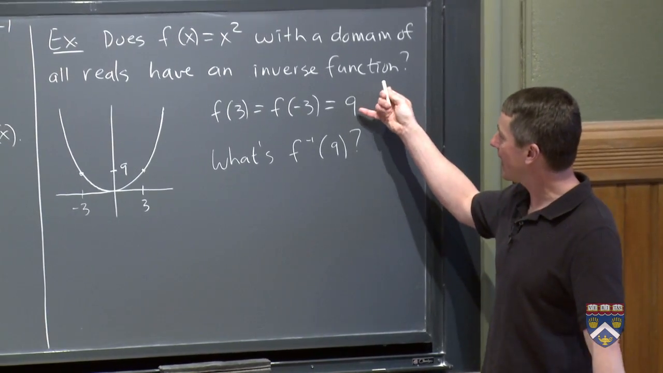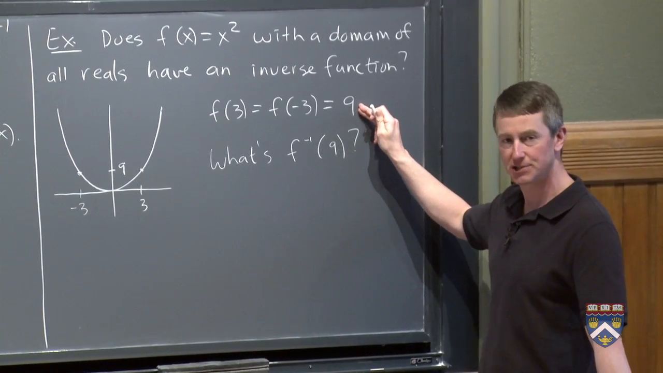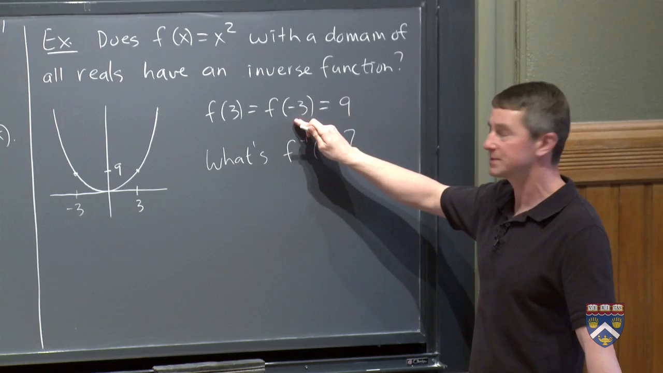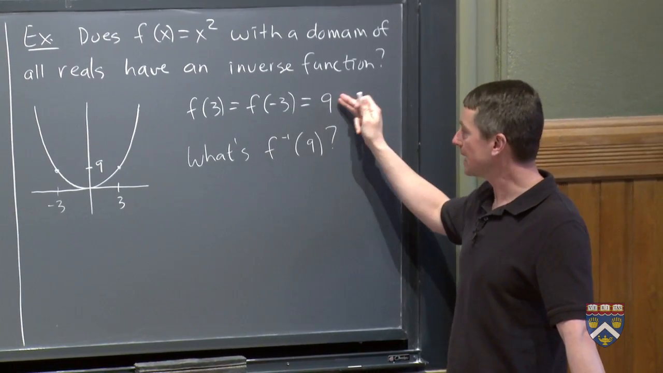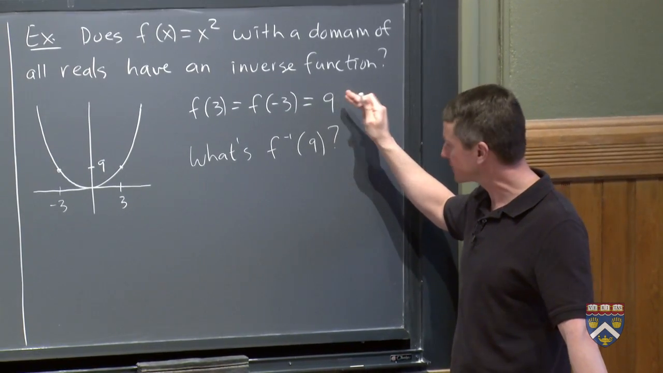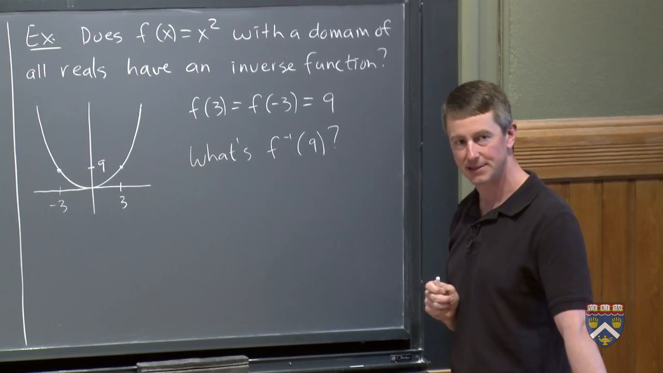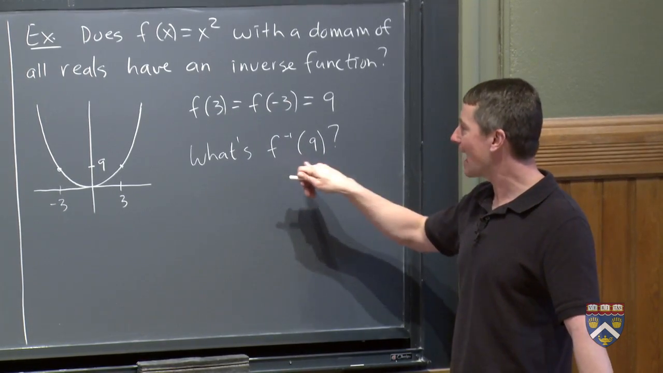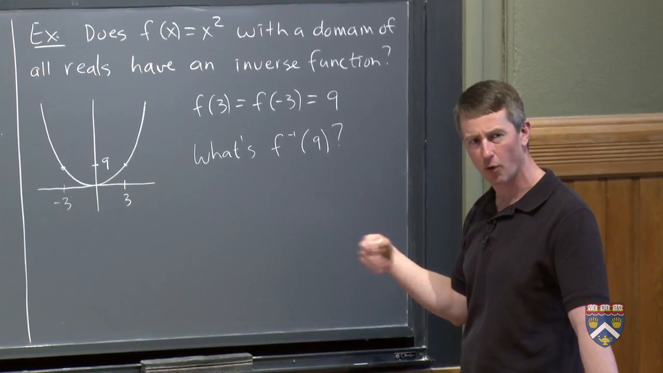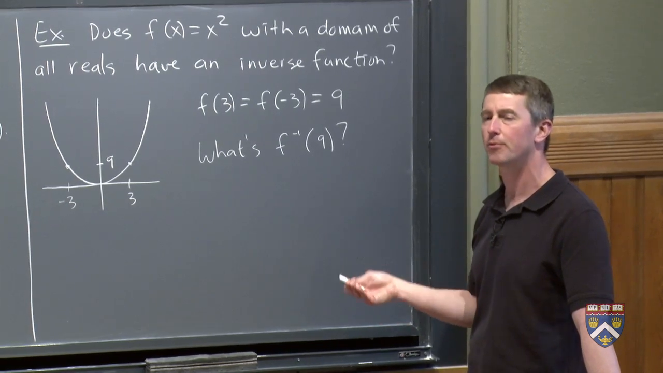So I know that sometimes when I get an answer of 9 from f, the input was negative 3. But other times when I get an answer of 9 from f, the input was positive 3. So can I say f inverse of 9 could be 3 or it could be negative 3? What would be the problem with doing that?